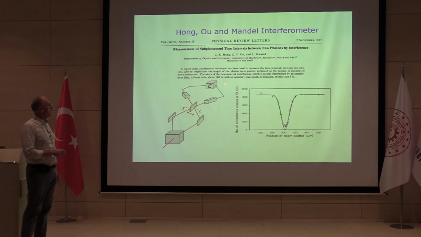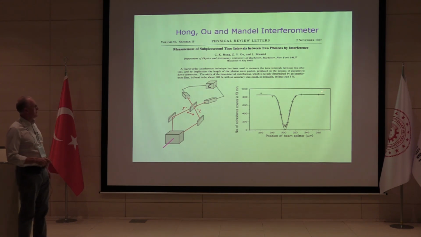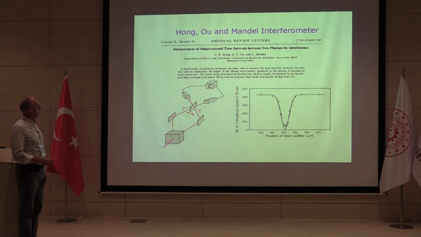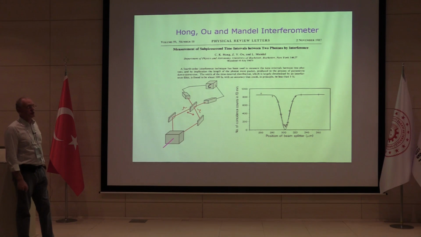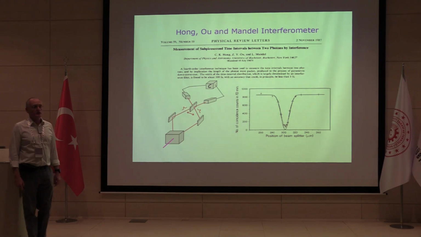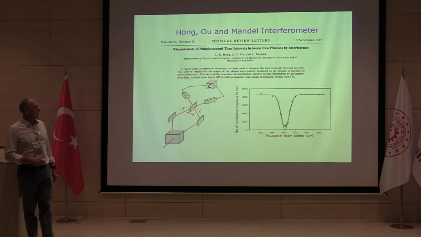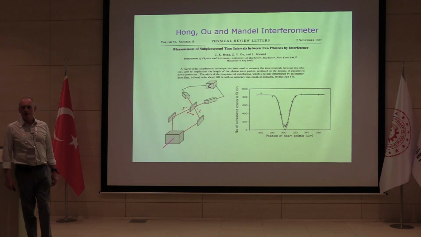But then Len Mandel came into quantum optics from this area, and that was one of the first experiments with correlated states of photons. And the interesting thing is, this gave a big kick to the whole quantum optics development area, and you can see that the title says: a measurement of sub-picosecond time intervals between two photons by interference. It's metrology. It's a first quantum metrology example.